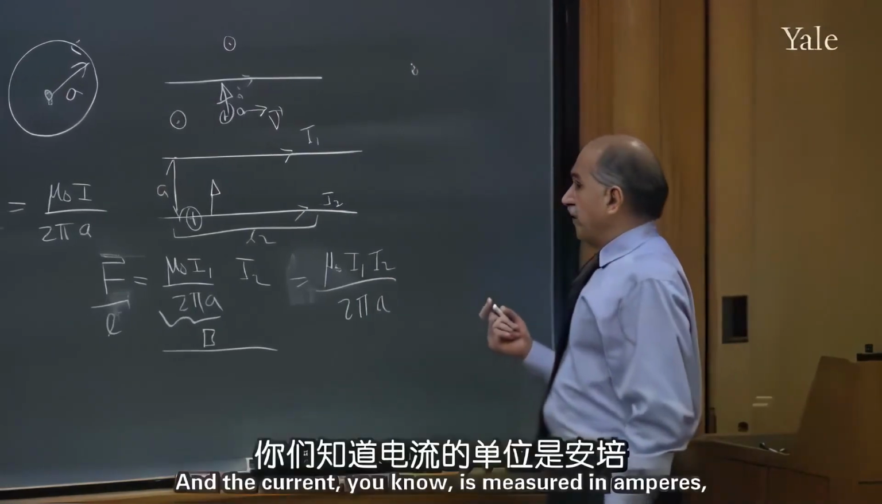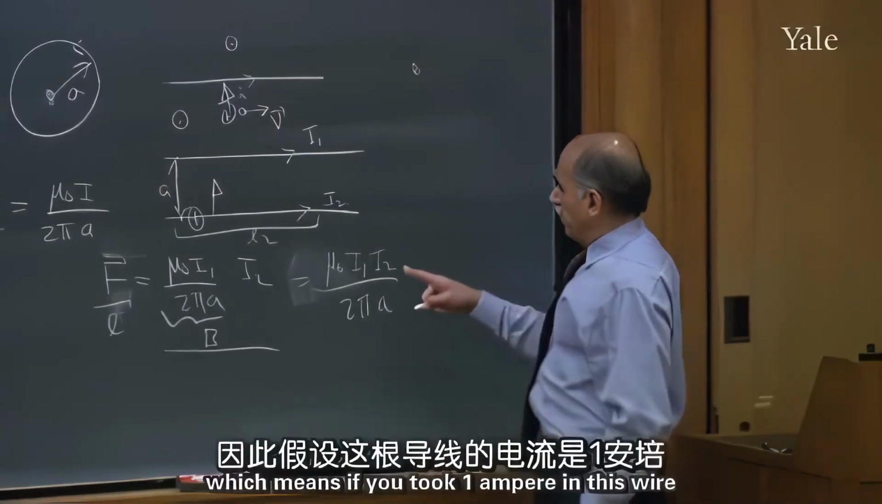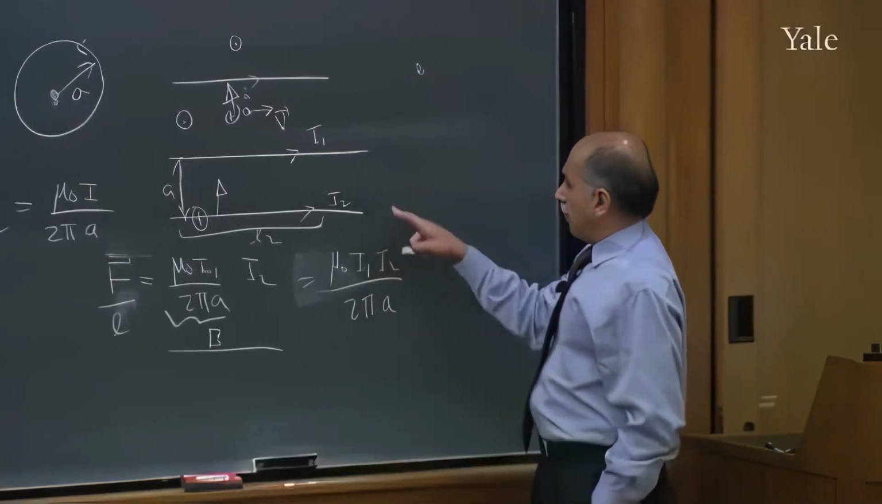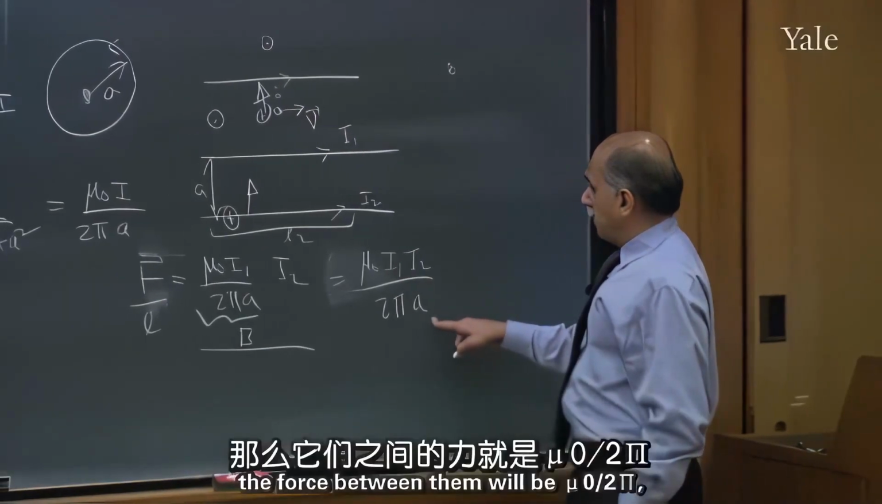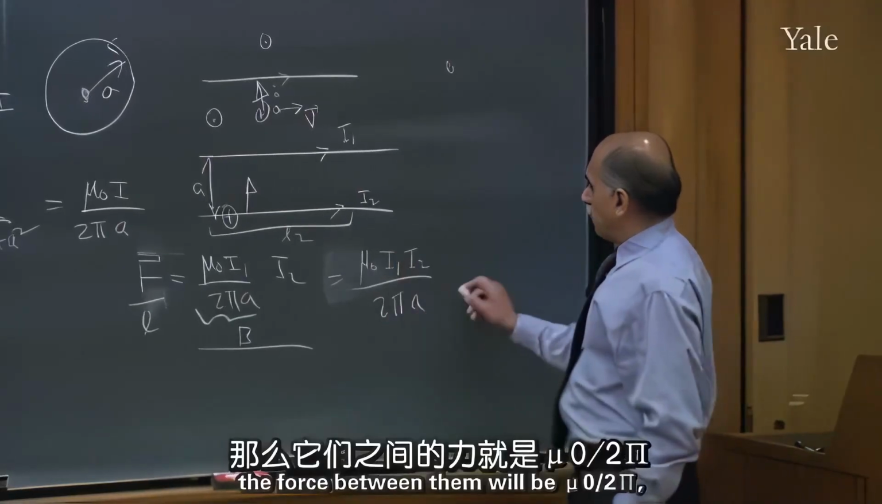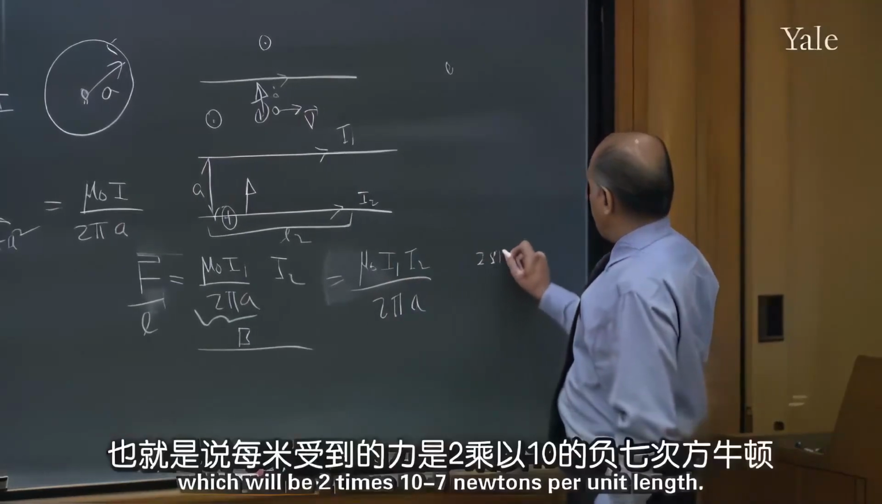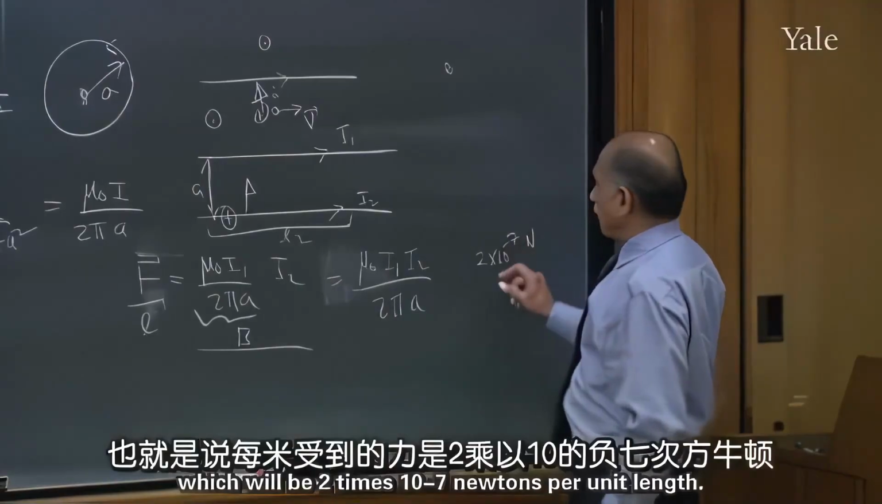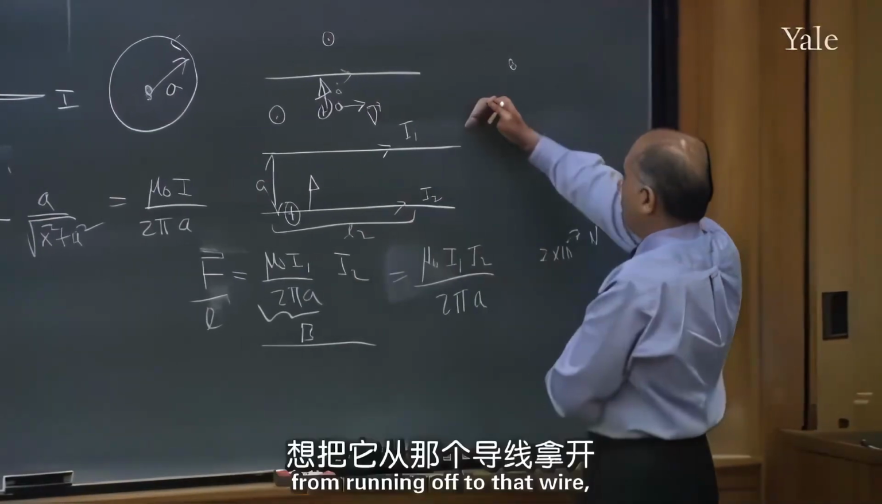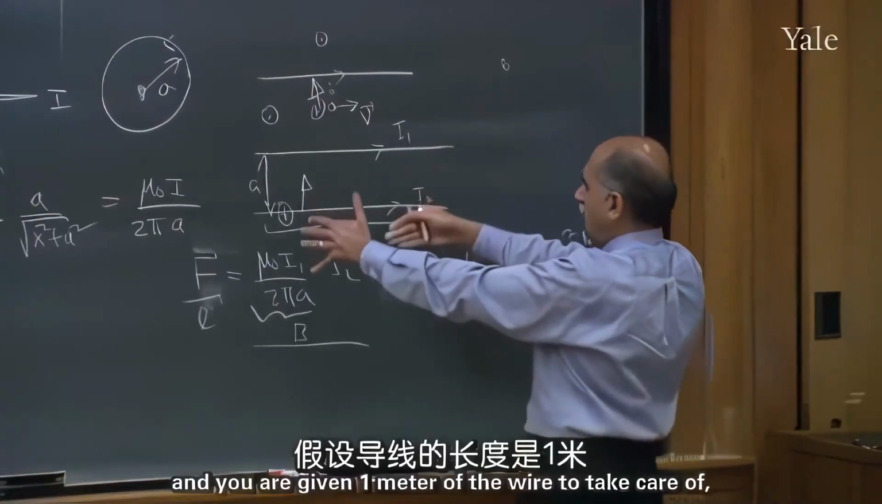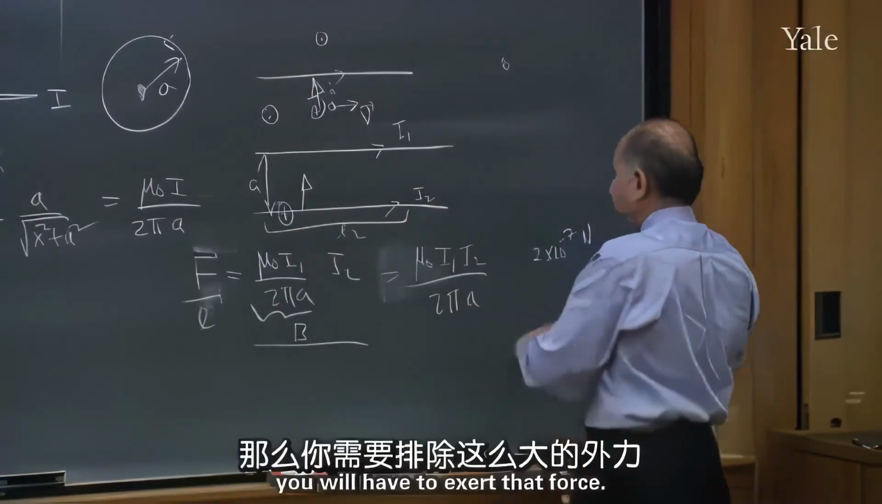per unit length, then it is just this, mu 0 I1 I2 over 2 pi a. And the current, you know, is measured in amperes, which means if you took 1 ampere in this wire and 1 ampere in that wire, and they were 1 meter apart, the force between them will be mu 0 over 2 pi, which will be 2 times 10 to the minus 7 newtons per unit length. In other words, if you're all holding this wire from running off to that wire, and you are given a 1 meter wire to take care of, you will have to exert that force.